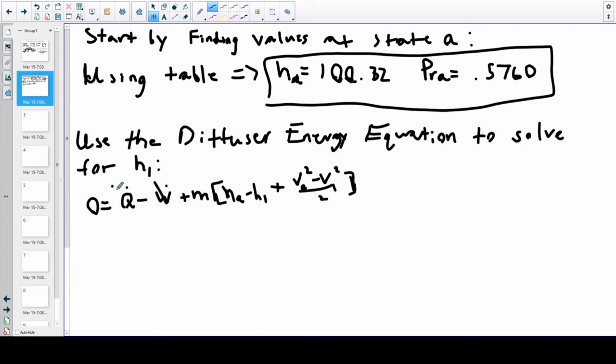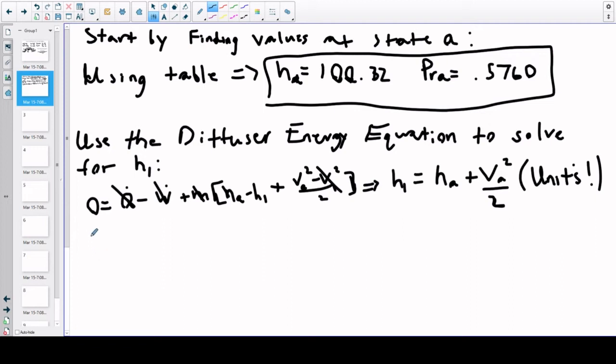We know there is no heat or work being transferred, and since that is there, you can get rid of the mass. We also know the diffuser reduces the velocity to a very negligible level, so we can get rid of the velocity at V1, or at state 1. And so that is the equation for H1. H1 is equal to HA plus VA squared divided by 2.